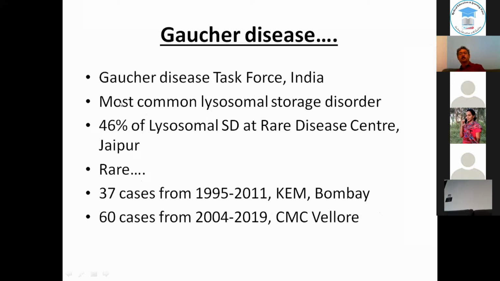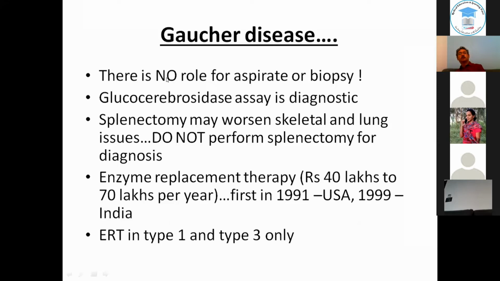How rare is it? We know it's the most common lysosomal storage disorder and forms 46% of cases of the lysosomal storage disorder center, disease at the rare disease center in Jaipur, yet it's rare. KEM Bombay had 37 cases in 16 years and CMC Vellore had 60 cases in 15 years. So it's really rare. This is an important thing. Gaucher's disease no longer has a role for aspirate or biopsy in making the diagnosis because the glucocerebrosidase assay is diagnostic. So it is quite likely that you guys will go through your lives without ever seeing a Gaucher cell in your practice.